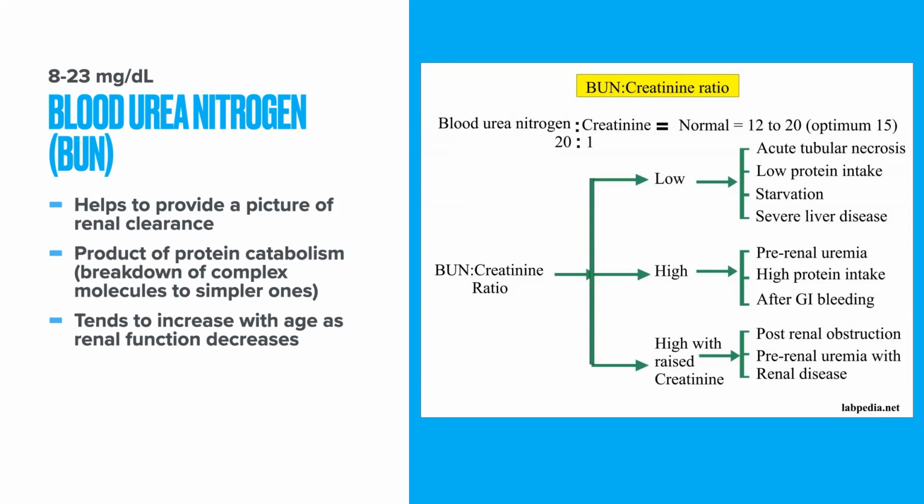So looking at renal clearance, you're going to hear that throughout your careers, even in paramedic school. BUN is a product of protein catabolism, which is the breakdown of complex molecules to simpler ones, and it tends to increase with age as renal function decreases. We know that as we get older, our kidneys just aren't functioning as they were when we were 20 years old. So we're looking at our total renal clearance. This is 8 to 23 milligrams per deciliter.